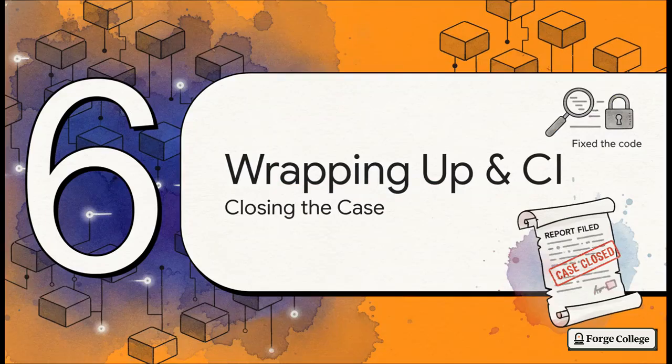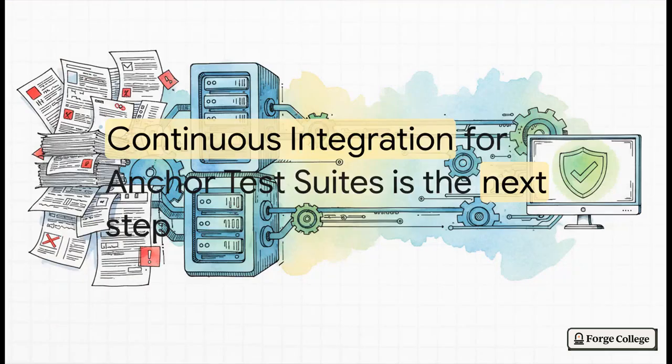And finally, Section 6, wrapping up and CI, closing the case. Okay, so we've investigated the scene, found the bug, fixed the code, and filed a report. We are officially closing the case on this specific bug. But the overall journey doesn't stop here. Next up in our migration track, we'll be tackling continuous integration for Anchor test suites.